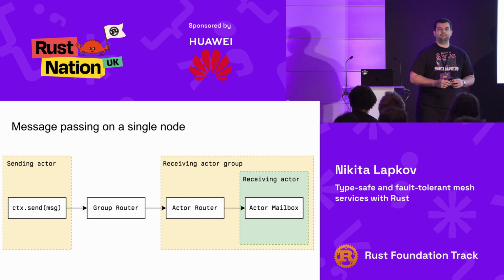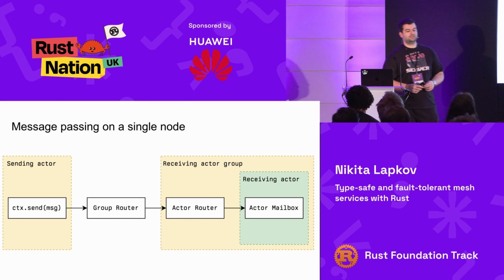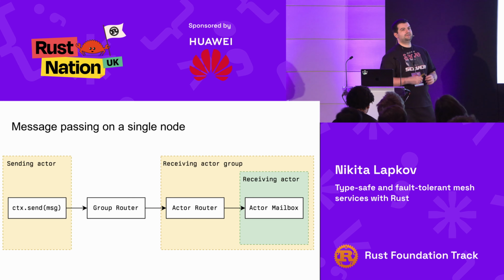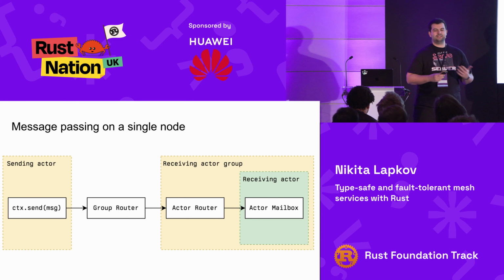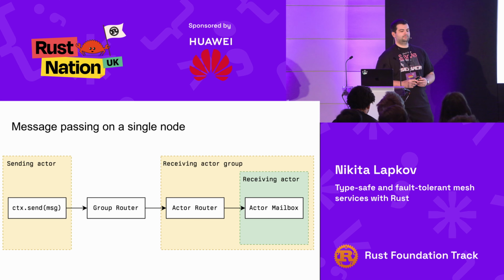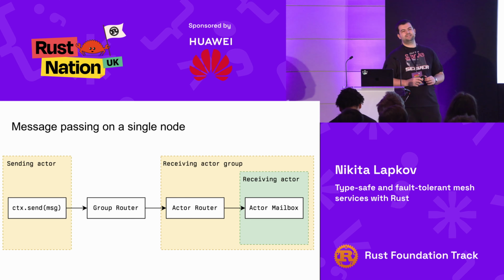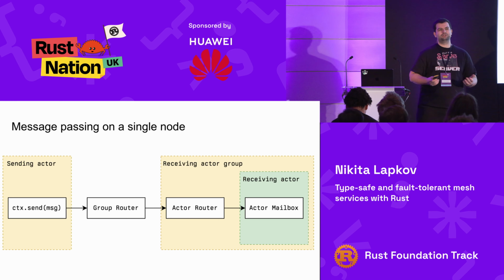Finally, once the message passes through the actor router, it goes into the actual mailbox. This might seem familiar to many of you. This is just a Rust channel which contains all the messages. So if you worked with crates like Futures or maybe Crossbeam, channels might be familiar to you.